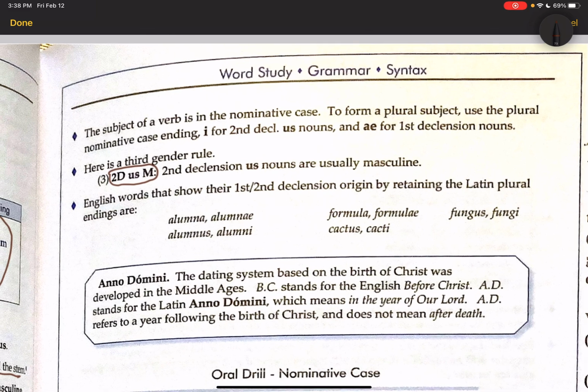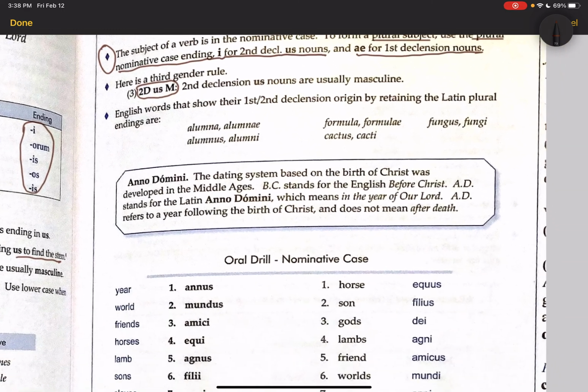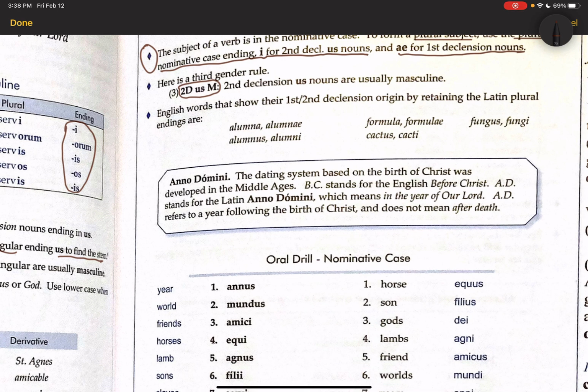Now let's look at this grammar point. The subject of a verb is in the nominative case. To form a plural subject, use the plural nominative case ending, i, for the second declension us nouns, and ae for the first declension nouns. All right. We'll get to that in some practice.